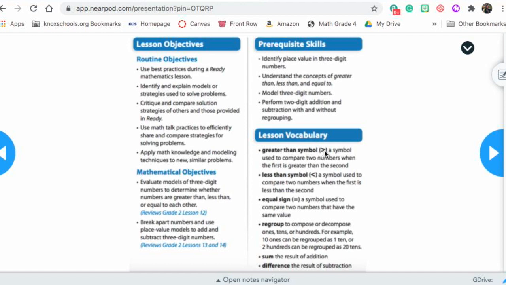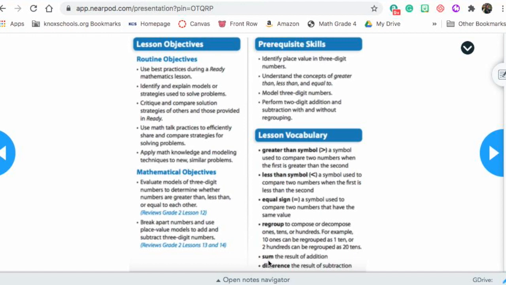Okay, that's the alligator when he's eating something to the left. Less than symbol, that's your alligator when he's eating something to the right. Equal symbol, regroup, to compose or decompose, that means to put together or take apart ones, tens, or hundreds. For example, 10 ones can be regrouped as 1 ten, or 2 hundreds can be regrouped as 20 tens.